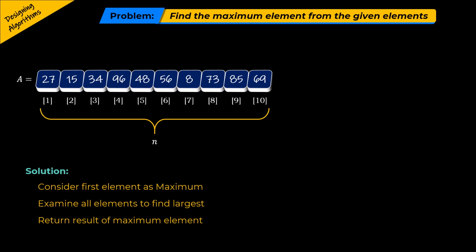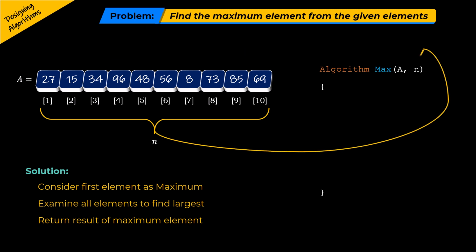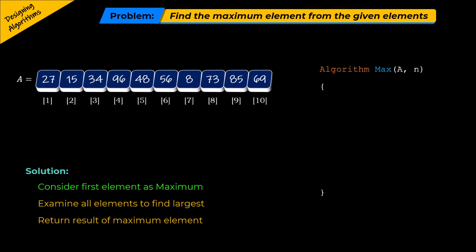Now, let us look at the process of translating the solution of the problem into an algorithm. Let us call this algorithm max, and this algorithm will be using two parameters, that is A, which is an array, and the second parameter n, which is the length of the array or the number of elements in the array. Now the first task is to consider the first element as the maximum element. So we will use a variable result and store the first element which is present in the array A at index 1. With this statement, the variable result will be storing element 27.